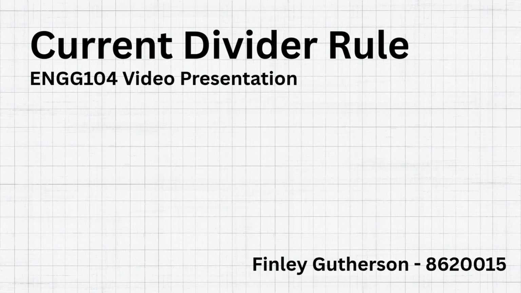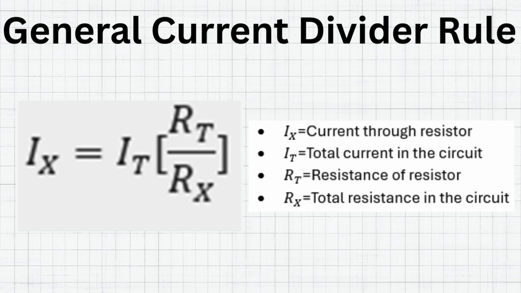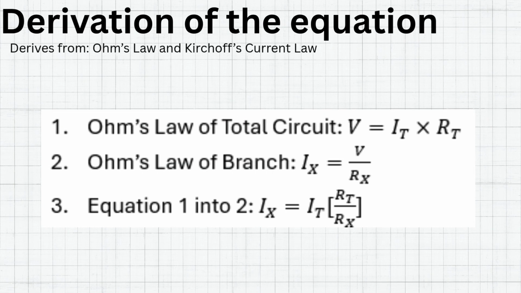The current divider rule is a method used to calculate the amount of current in each branch of a junction. The general current divider rule calculates the current through the branch by multiplying the total current of the circuit by the total resistance of the circuit divided by the resistance of the branch. This equation is derived using simultaneous equations, as voltage remains constant across the branches and the total circuit, giving the final equation.